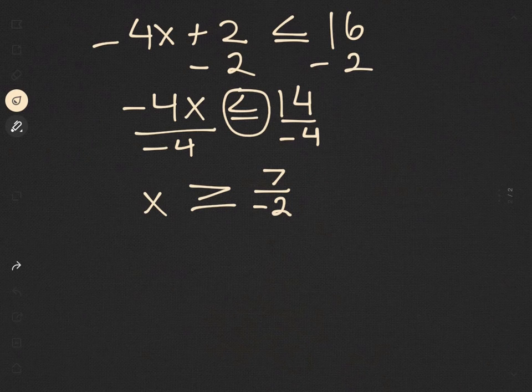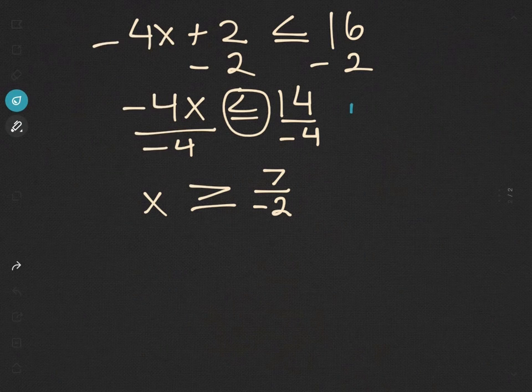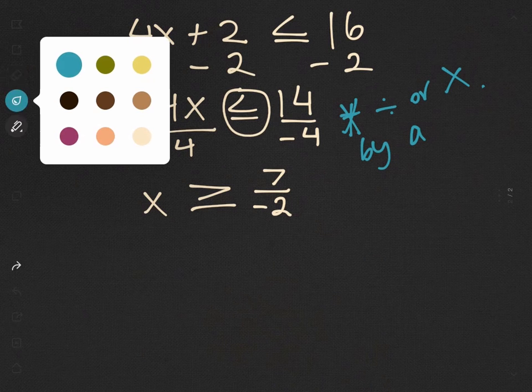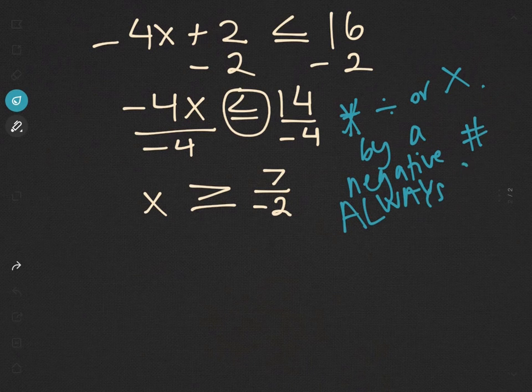And the reason why I do this is actually a rule with inequalities, and it's really important, so I'm going to highlight it again on the side. This is a really important rule with inequalities. Every time I divide or multiply by a negative number, I'm going to always flip the sign. I know flip the sign isn't the most mathematical term, but for this case, it'll do. So I got that x is greater than or equal to negative 7 over 2.